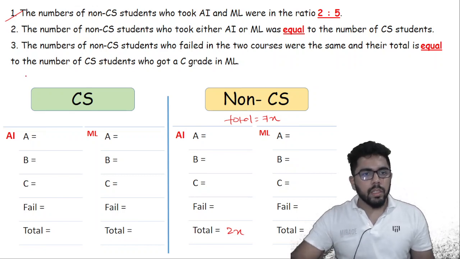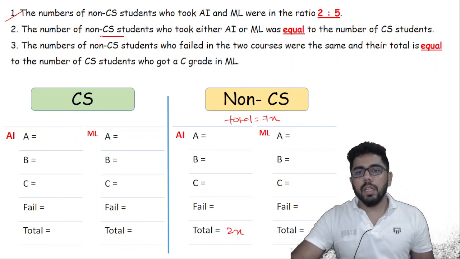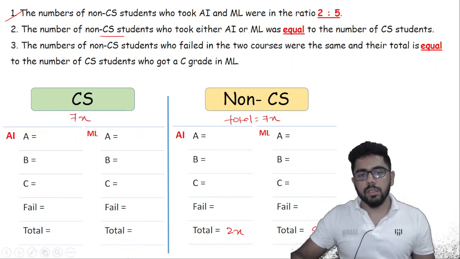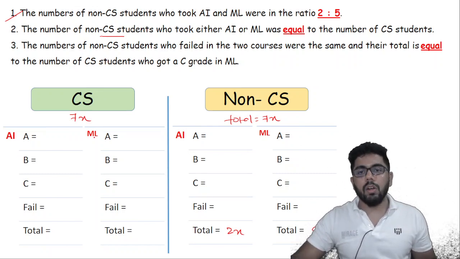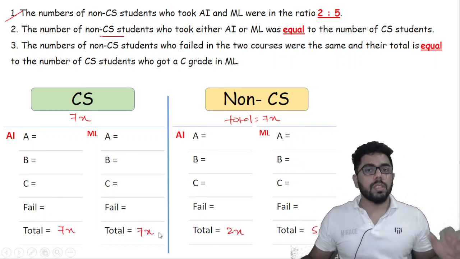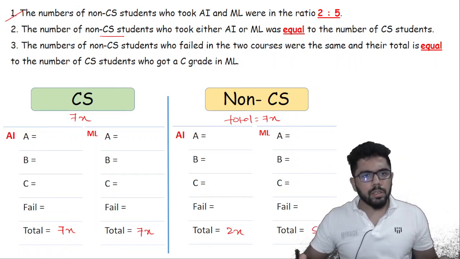Okay. Then it is saying the number of non-CS students who took either AI or ML was equal to the number of CS students. That means the number of CS students was 7x. And because I know all students in the CS department take AI and ML, the total number of students taking AI is 7x and the total number of students taking ML is also 7x. Simple information, and we can straight away put it in the data.